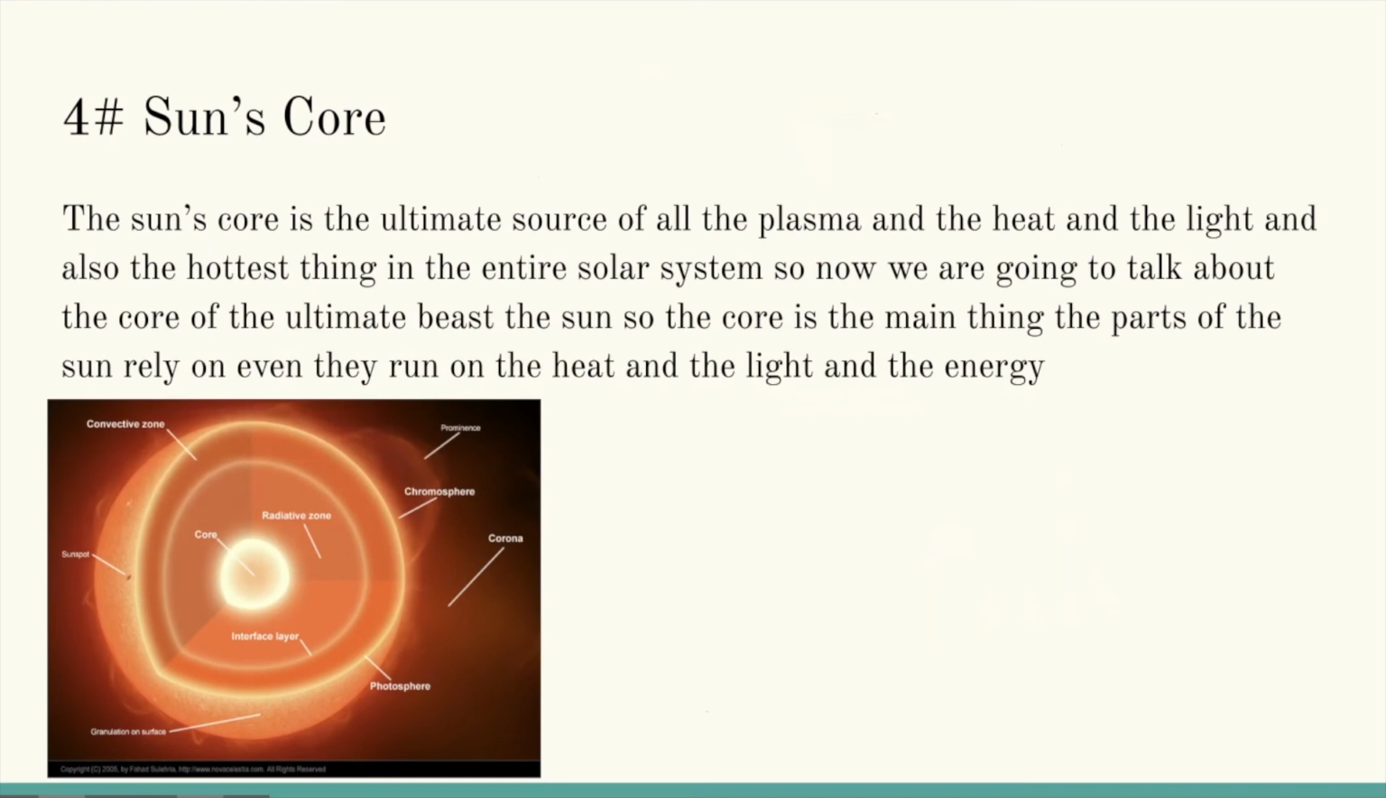And oh wait, this is the last one. Last slide for us today. I put a picture of the core and everything else so we can just summarize it. The sun's core is the ultimate source of all the plasma, heat, and light, and also the hottest thing in the entire solar system.